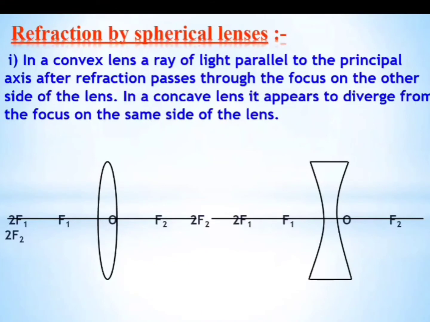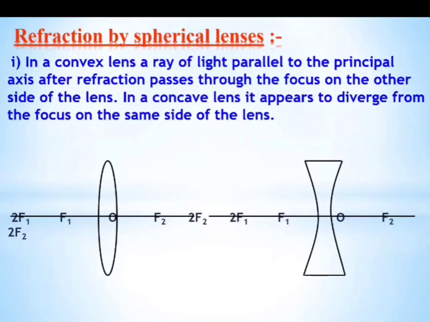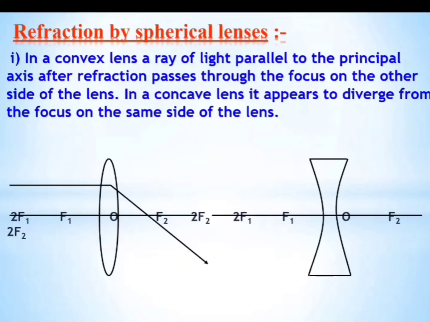Before drawing those ray diagrams, we should know three special rays which make the formation of image possible. The very first is the ray that is going parallel to the principal axis passes through the focus of the lens. Meaning in the case of a convex lens, all the rays going parallel to the principal axis after refraction pass through the focus. This is rule number 1.